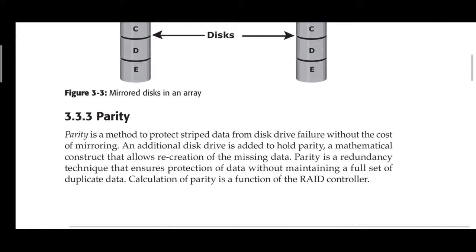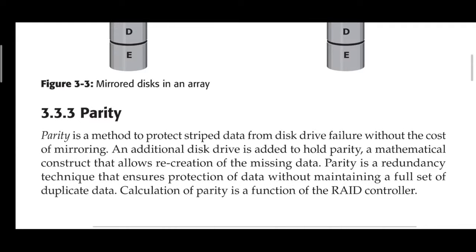Another important strategy in RAID is parity. What is parity? Parity is also used in case of disk failures to identify what portion of data is lost. So parity is a method to protect striped data from disk drive failure without the cost of mirroring. Mirroring obviously requires extra cost, but we will come to know the details later.